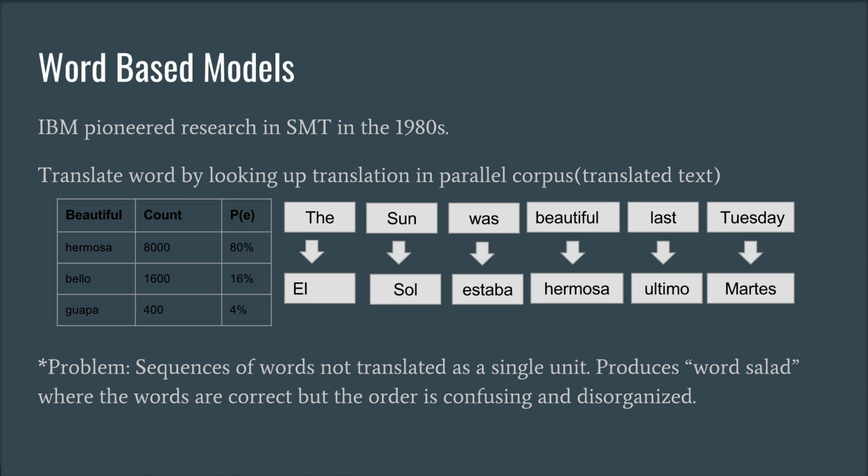For example, on the left, you have the table where beautiful translates to hermosa, bella, or guapa, at a count of 80%, 16%, and 4%. So it'll use that highest probability translation to figure out what word to map it to. But there is an issue where the sequence of words aren't translated as a single unit, so this creates what's called a word salad, where the words are correct in translation, but the order is confusing or disorganized.